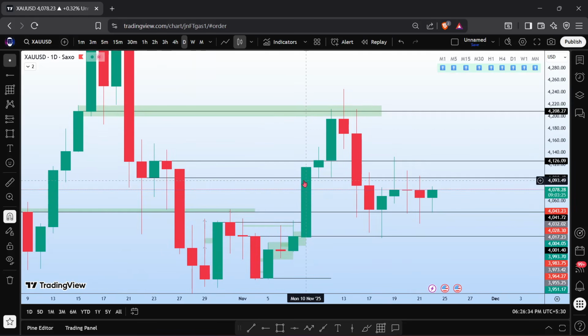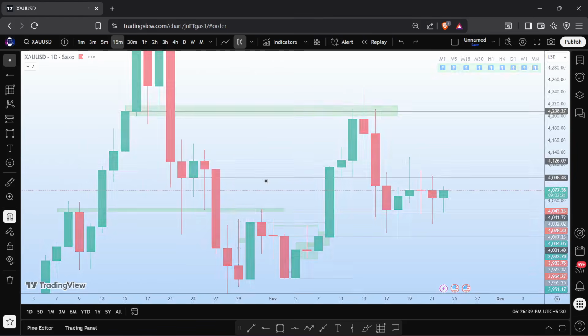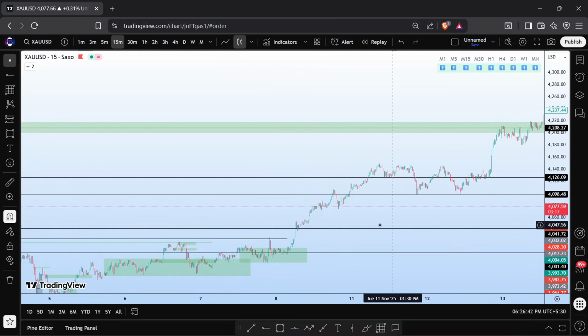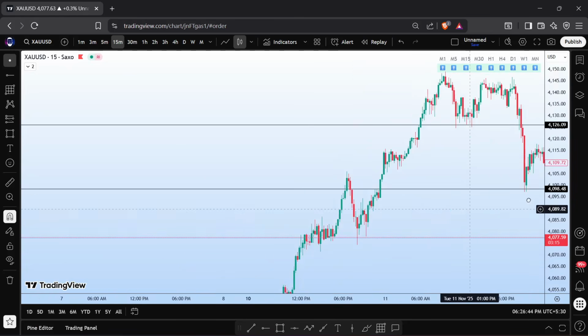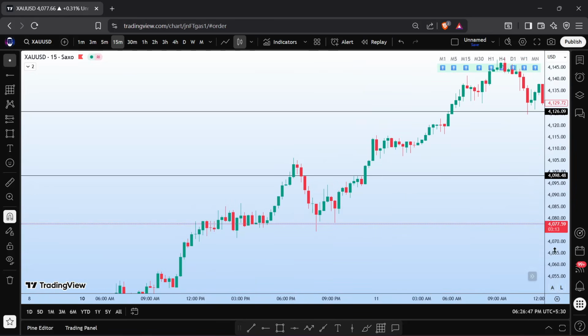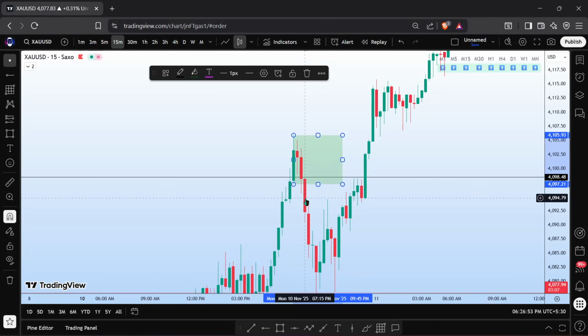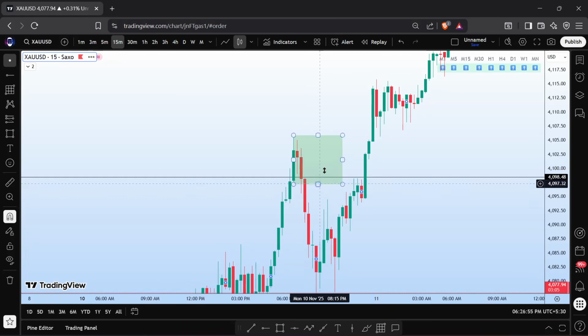So before that, we had these two levels to be monitored. We will be using the M15 again. Again, we had a reaction. We came in, we formed an M15 EG sell, but we never had a retest of it.